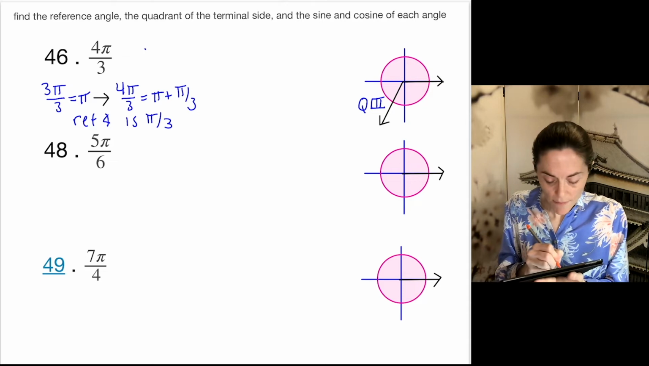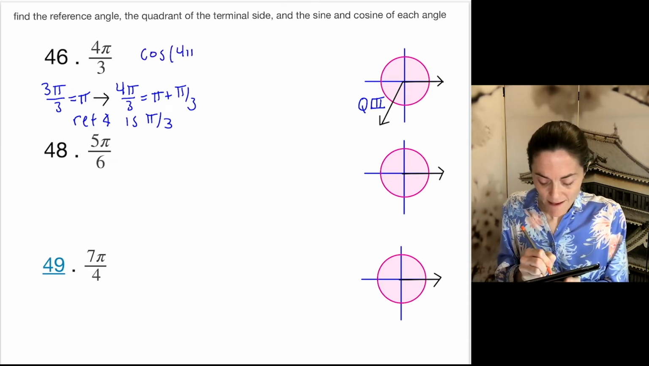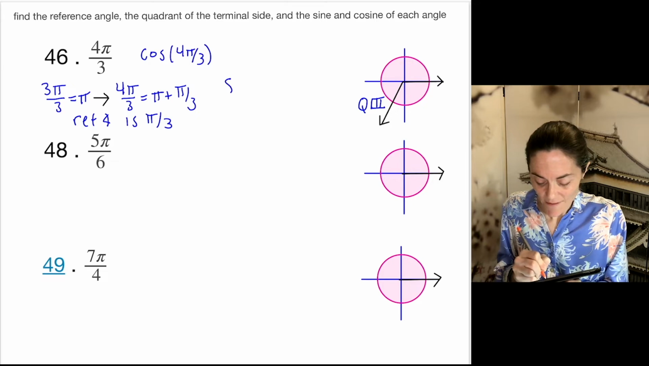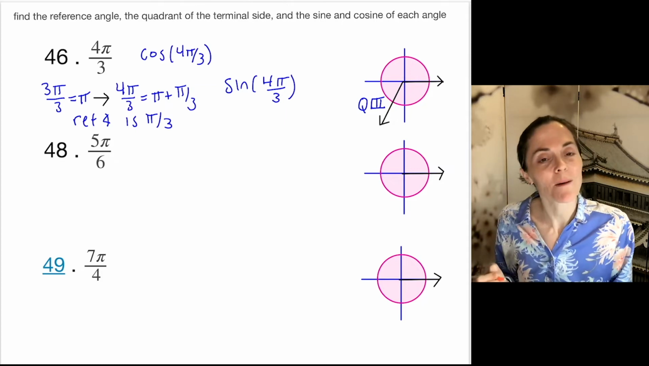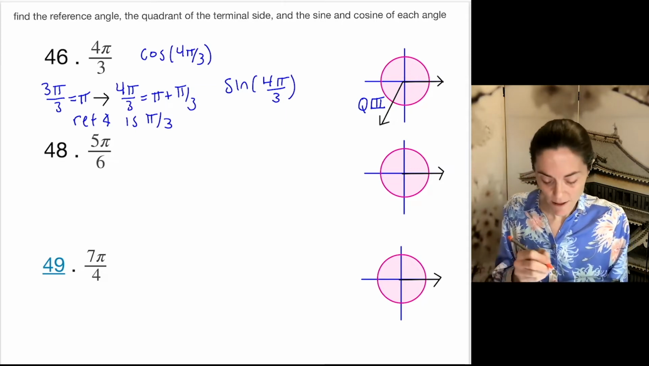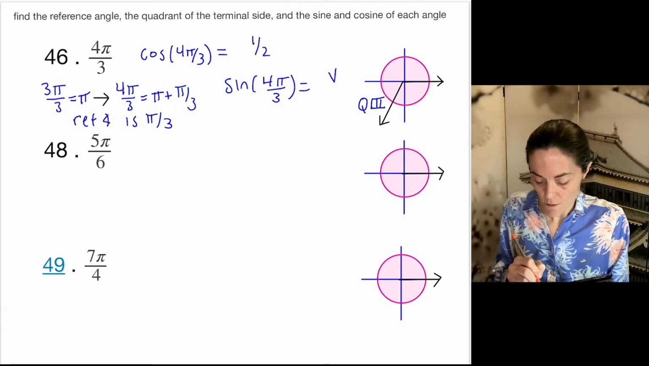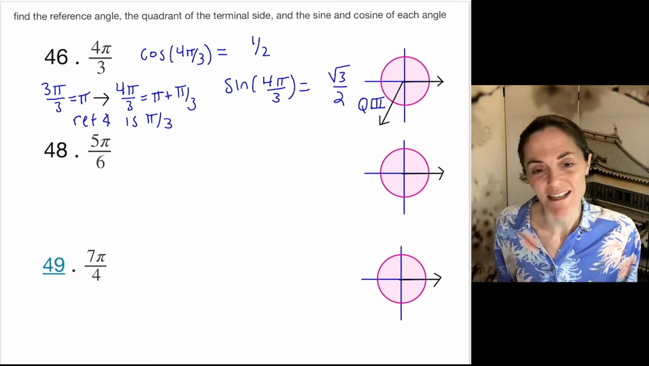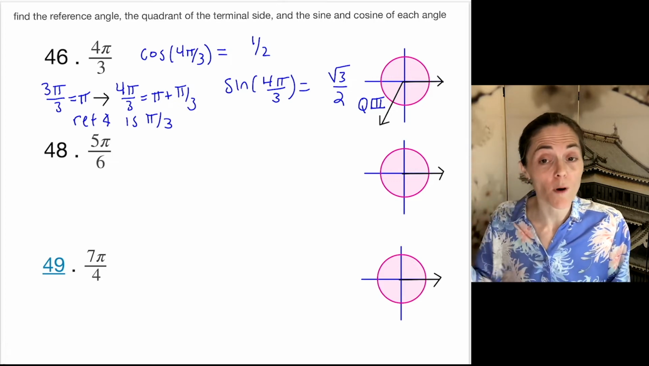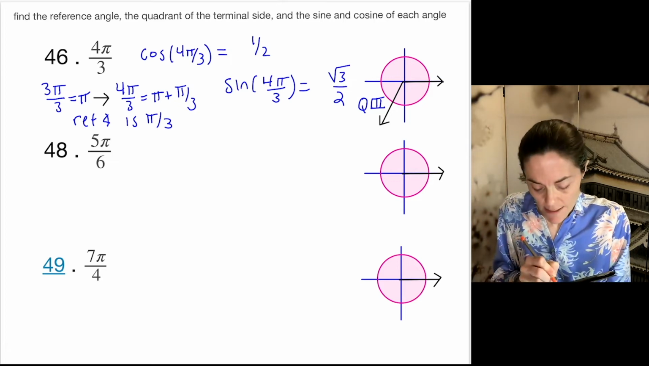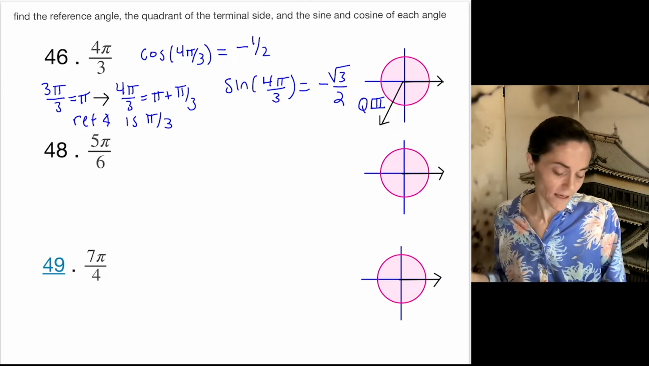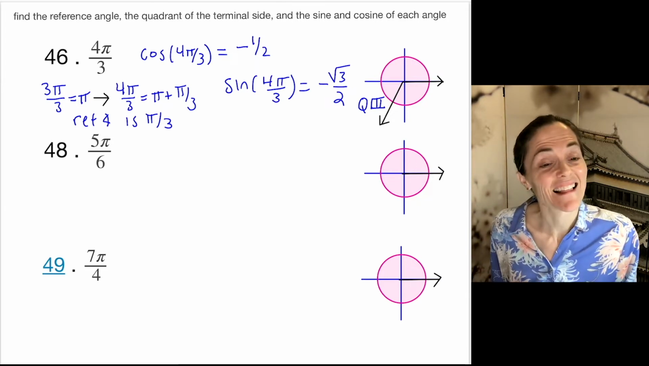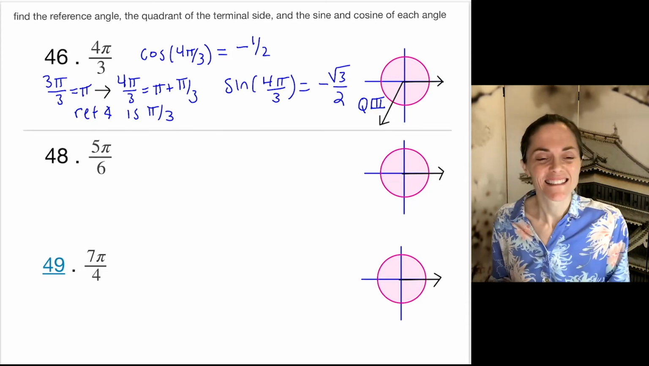Well, now we can just write down the cosine and the sine using everything we have calculated so far. We use the reference angle. What do we know about pi over 3? Pi over 3, the cosine would be 1/2, and the sine would be square root 3 over 2. But now we have to pay attention to the quadrant. We are in quadrant 3 where both the cosine and the sine are negative. So I need to put negative signs in front of both of these. This was 46.